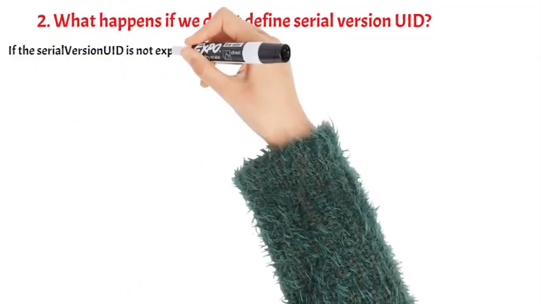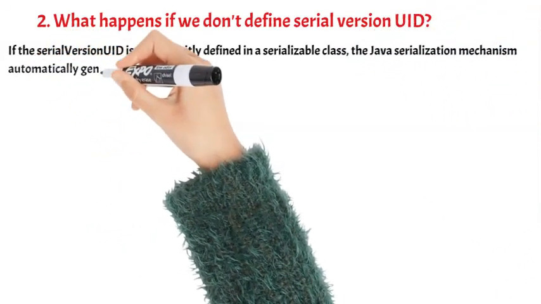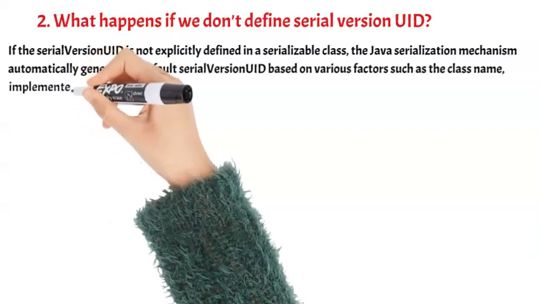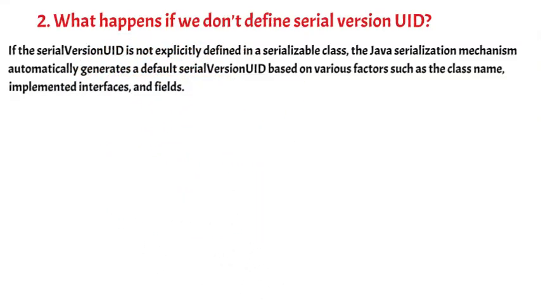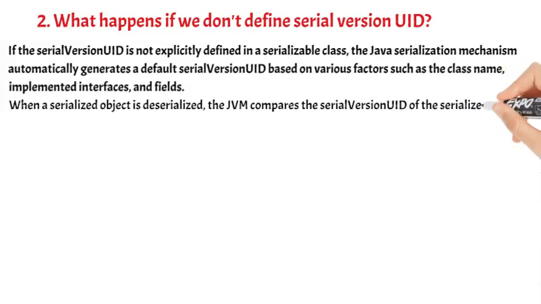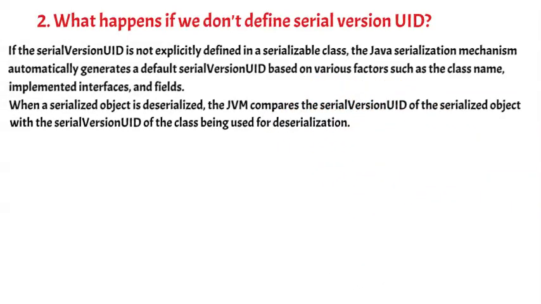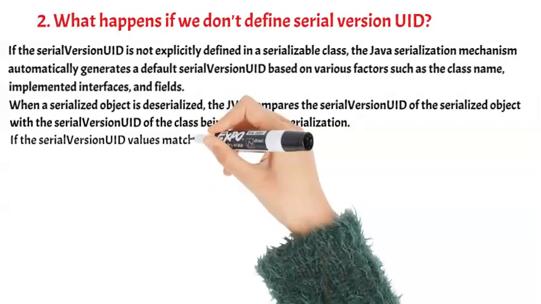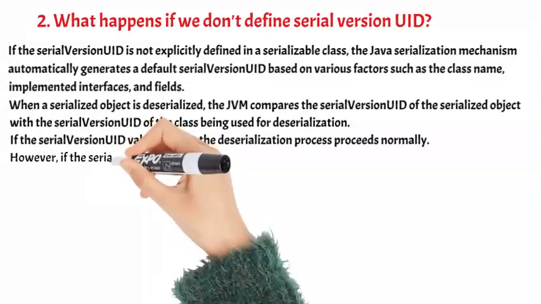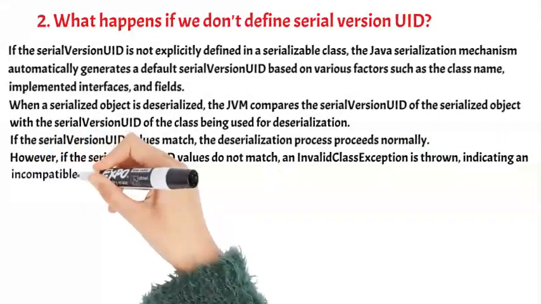2. What happens if we don't define serial version UID? If the serial version UID is not explicitly defined in a serializable class, the Java serialization mechanism automatically generates a default serial version UID based on various factors, such as the class name, implemented interface, and fields. When a serialized object is deserialized, the JVM compares the serial version UID of the serialized object with the serial version UID of the class being used for deserialization. If the values match, the deserialization process proceeds normally. However, if they do not match, an invalid class exception is thrown, indicating an incompatible class version.